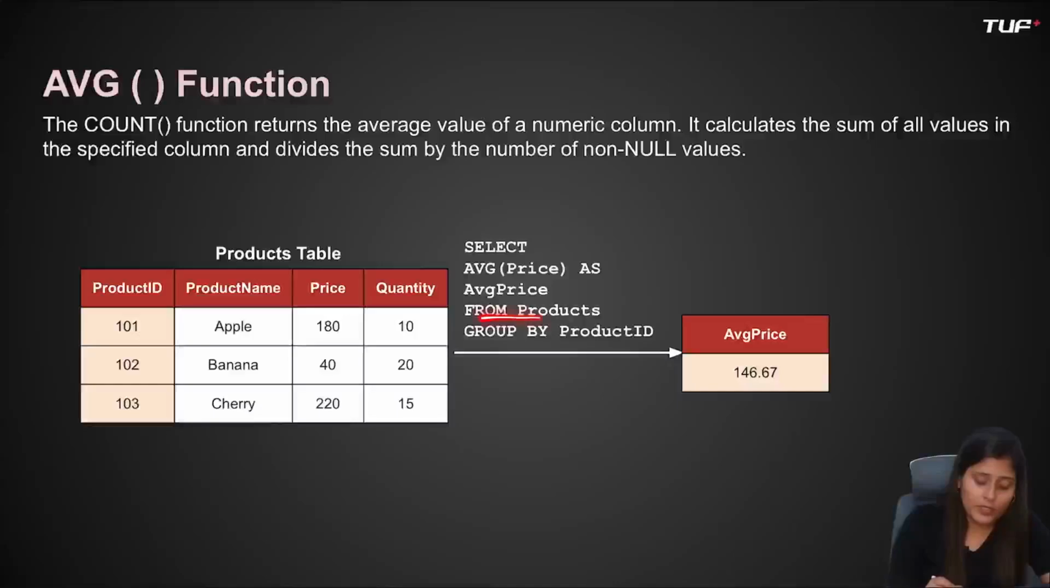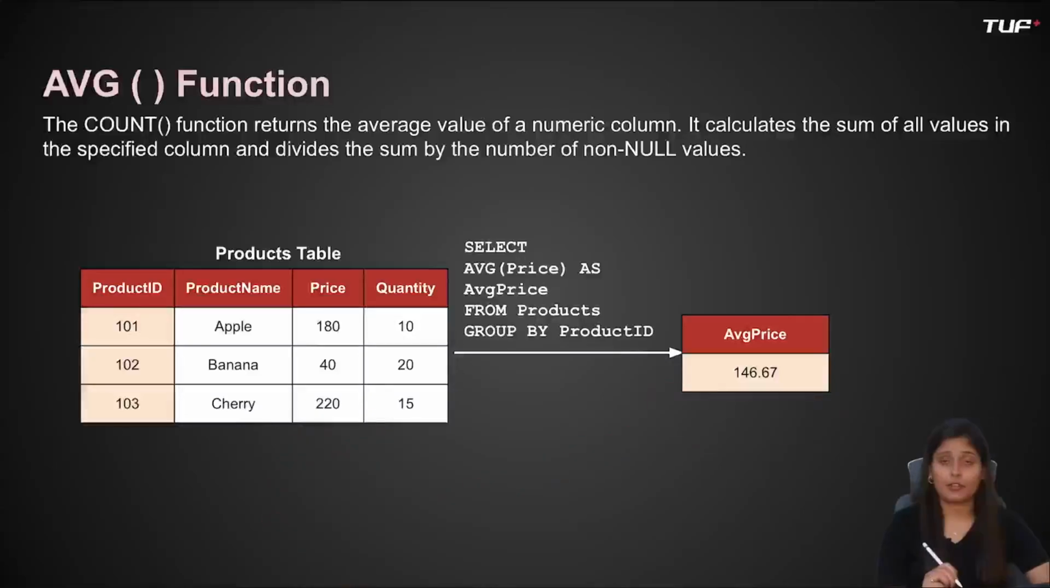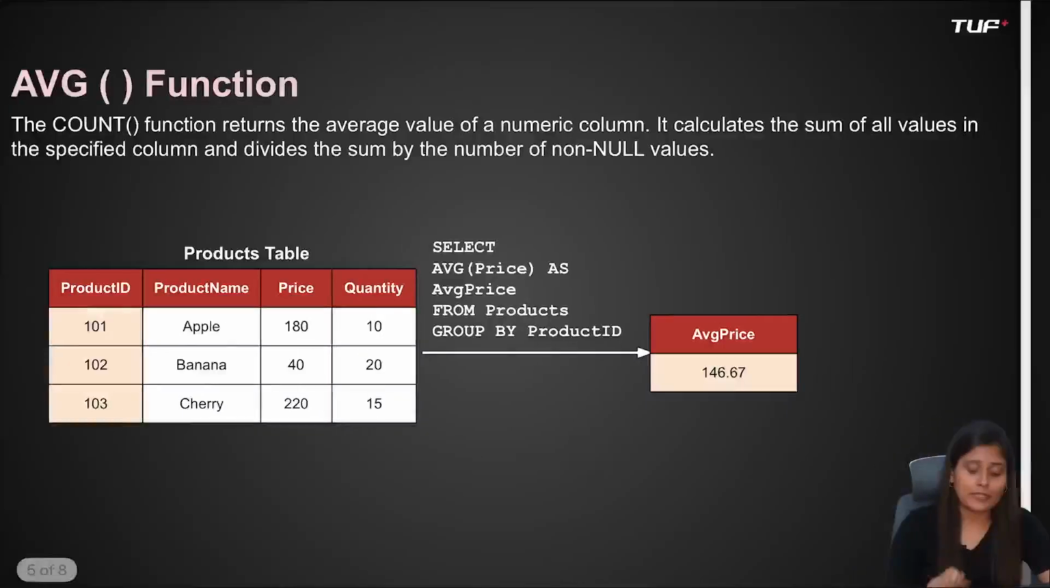And now here, from products, we will be adding the summation. So 180 plus 40 is 220, 220 plus 220 is 440, divided by 3. So the average will be 146.67. So these are the different types of functions we are applying on data basically to manipulate it.